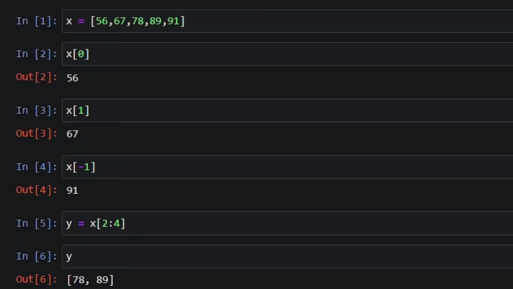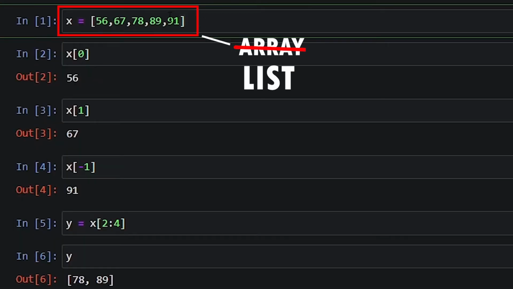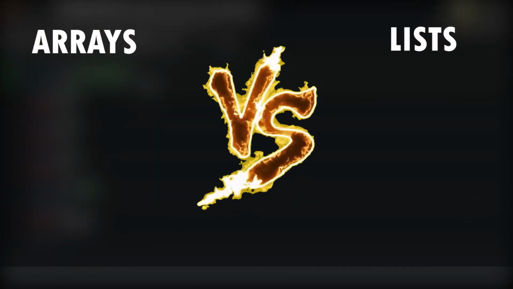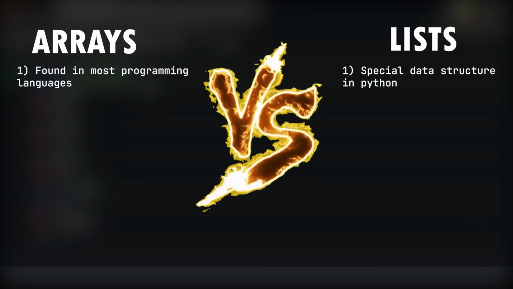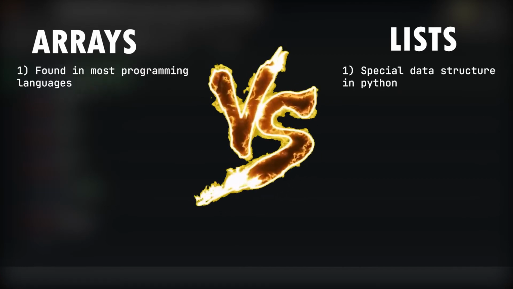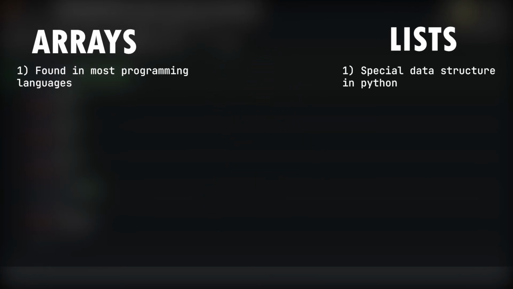But I actually lied to you. This is not an array, it's a list. So what's the difference between an array and a list? Well, Python doesn't allow us to use pure arrays like other programming languages. Instead, it provides us with a special data structure called a list. A list is basically an array with superpowers. Arrays have fixed size. Lists don't have fixed size. You can keep adding elements in a list. It is easier to access and modify elements of a list than arrays.